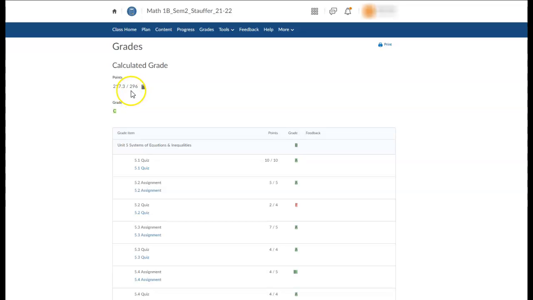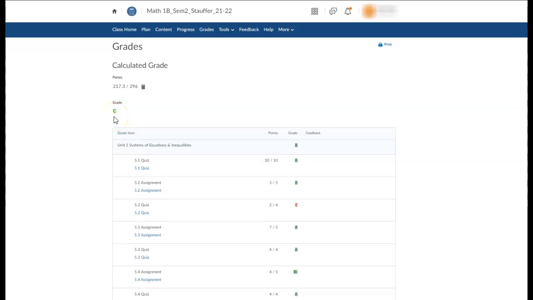This second number is how many total points there are available to you in the class right now. So this is the total number of points available. The first number is how many points you have gotten. So you have gotten 217.3 out of 296 points. So the question is, how did that turn into this letter grade? How did that turn into this C?